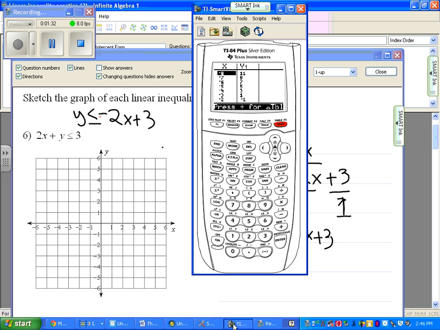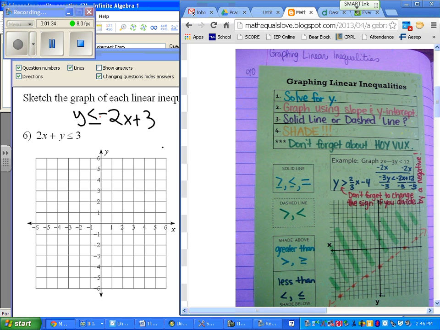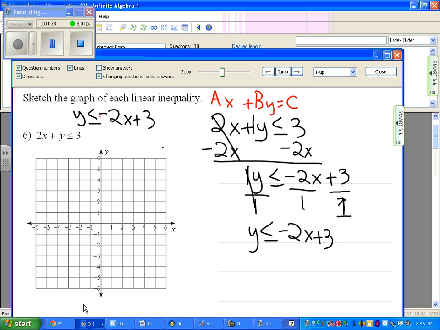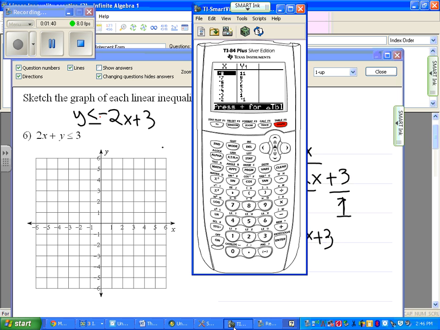Step number 2, graph it using slope-intercept or the calculator. I think a lot more of you are comfortable with the calculator than slope-intercept, which is fine. Negative 2x plus 3 is in the calculator. I have too many x's. And pull off some points. I have, these points are too big.